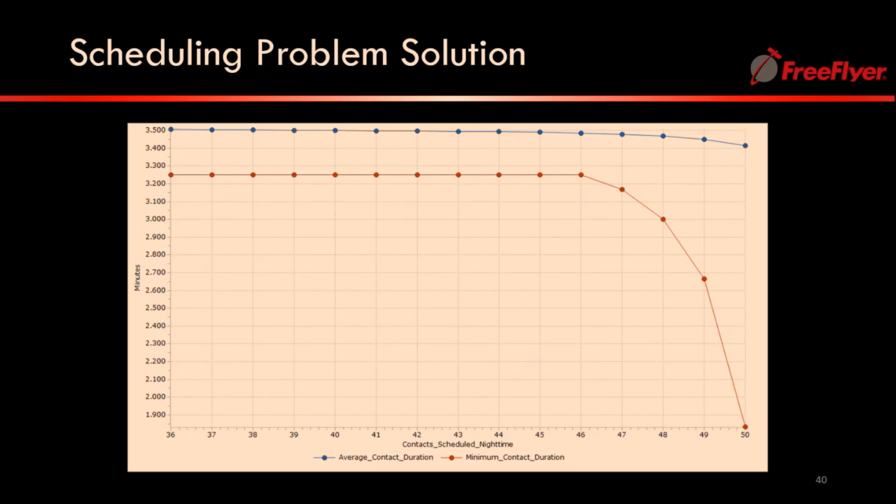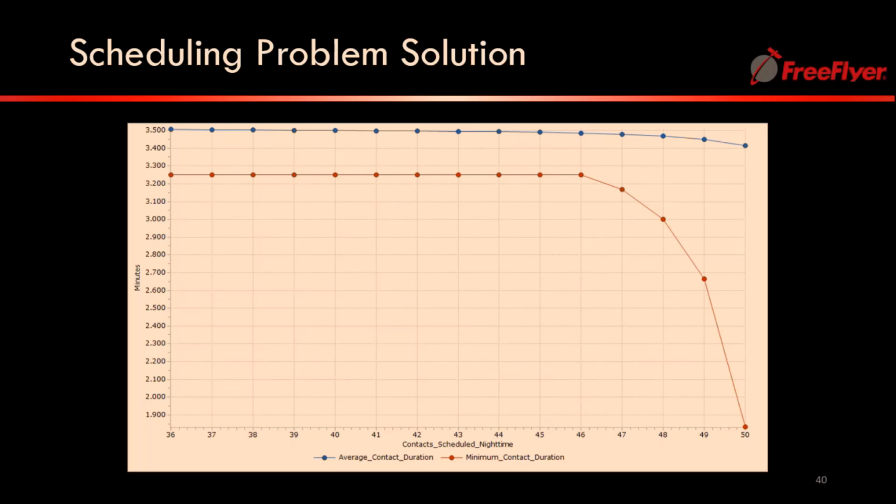So now we've solved the problem. This is the Pareto front that we get back. You can see it's a nice smooth decreasing function going from right to left in terms of both minimum contact duration and average contact duration. In other words, as we schedule more contacts in darkness, which is something that is desirable, something we want to do, we have to give up something in terms of average contact duration and minimum contact duration.